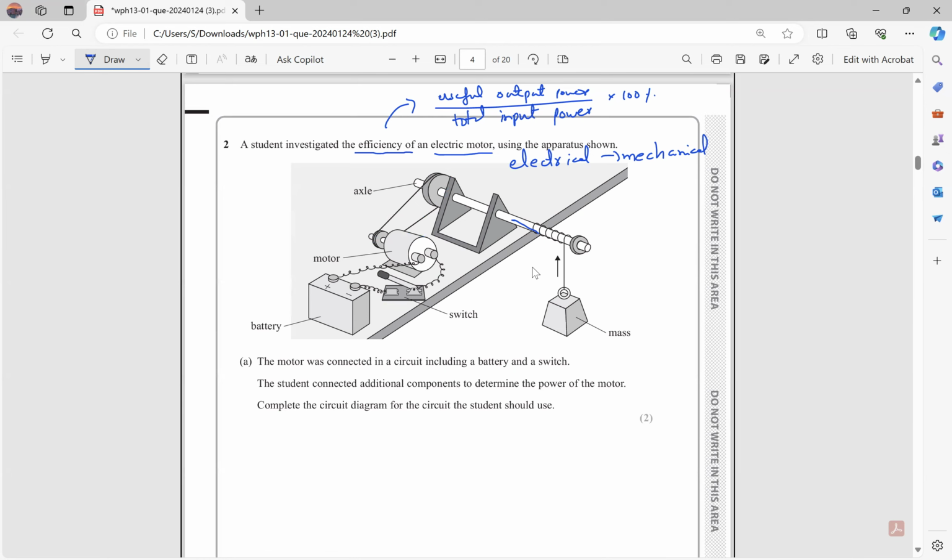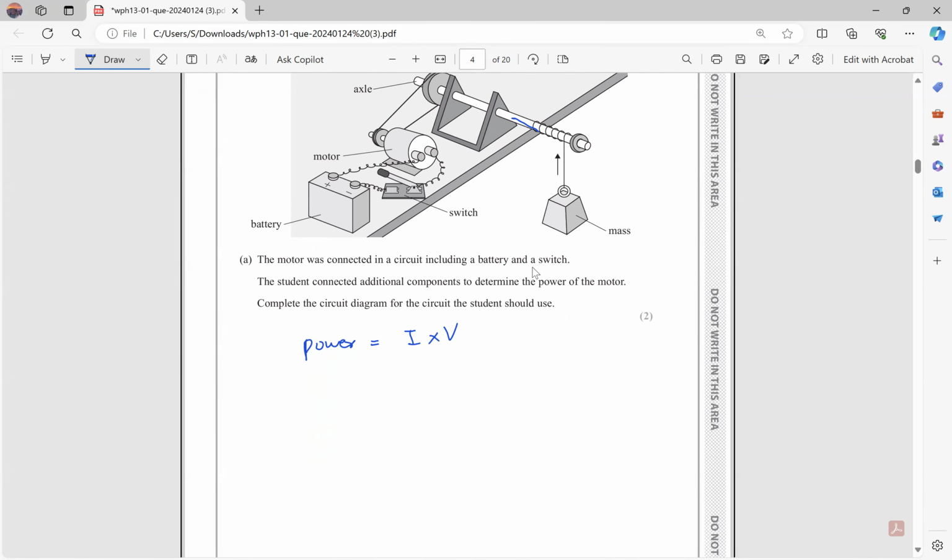Okay, so part A: the motor was connected in a circuit, including a battery and a switch. The student connected additional components to determine the power of the motor. Complete the circuit diagram for the circuit the student should use. So if the student wants to measure the power of the motor, now electrical power equals current times voltage, I times V. So if the student wants to measure power, he needs to do some measurements for current and voltage. So how can the student measure that?